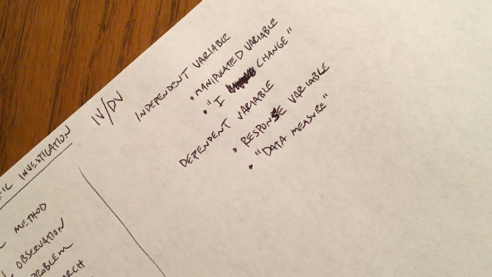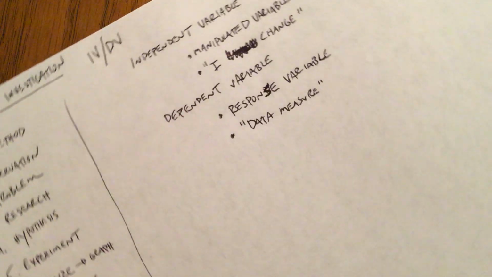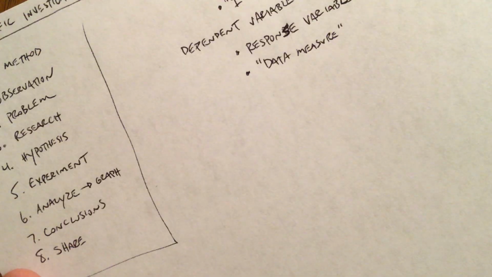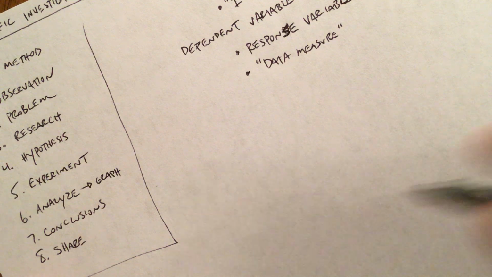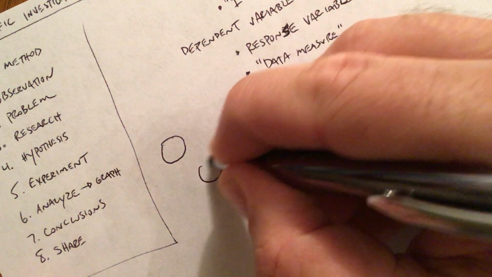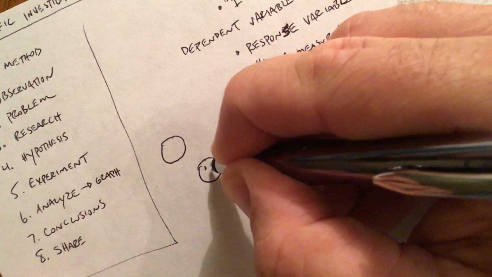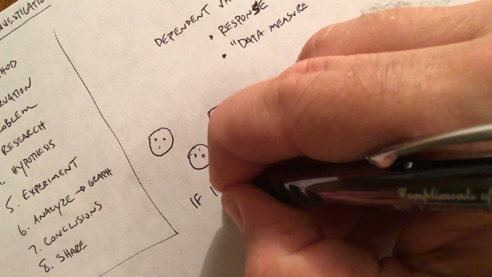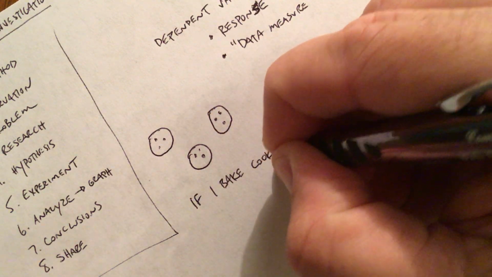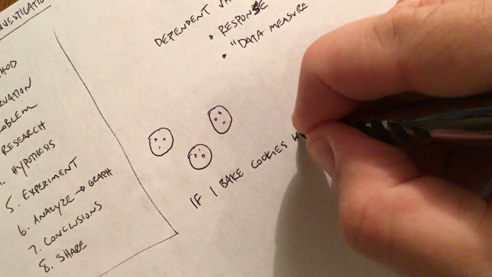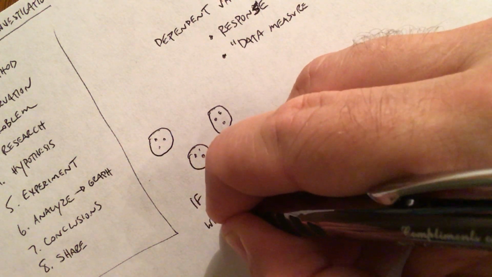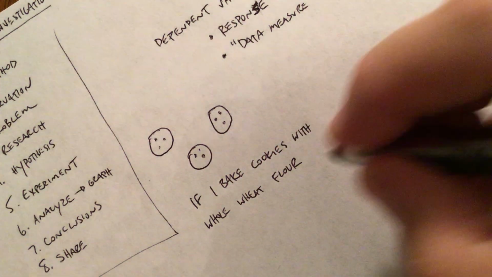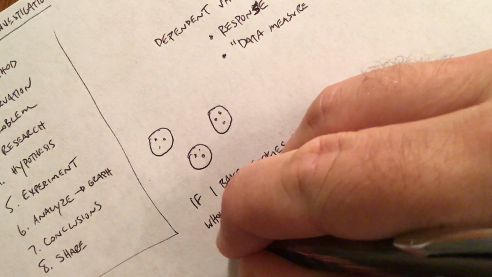And so based on a problem statement, you need to be able to identify the IV and the DV in an experiment. And it helps to be able to identify constants and control groups as well. So I'm going to do a couple of examples. My first example is going to be chocolate chip cookies. And the problem statement would be, if I bake cookies with whole wheat flour, will they be more dense?